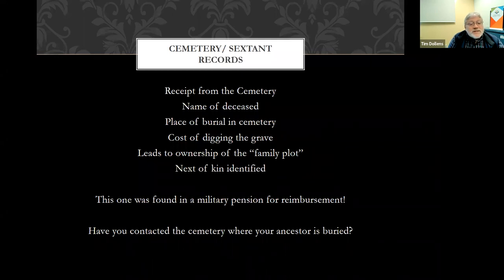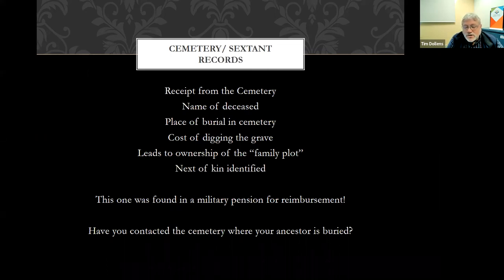But again, you're going to get a receipt from the cemetery, the name of the deceased, the place of the burial in the cemetery, and besides the cost of digging the grave, this is going to lead you to the ownership of the family plot. So when grandma died, who bought the plot? Was it already bought by grandpa? Or was it bought by a son-in-law because she was living next to her daughter and son-in-law? And so the next of kin could very well be identified, and who's buried next to them?